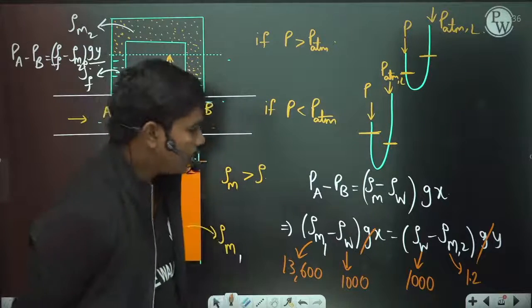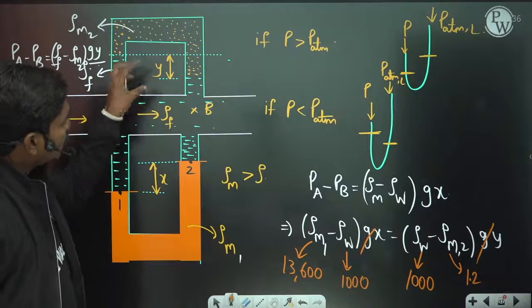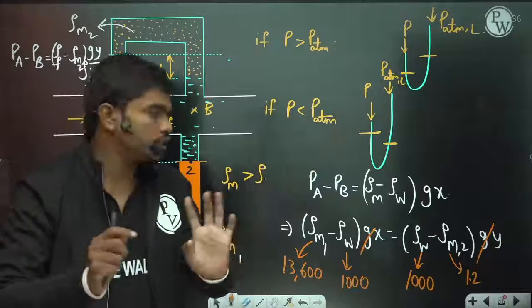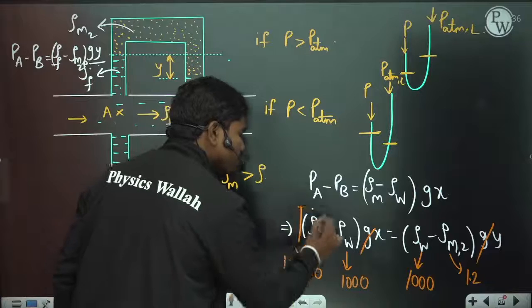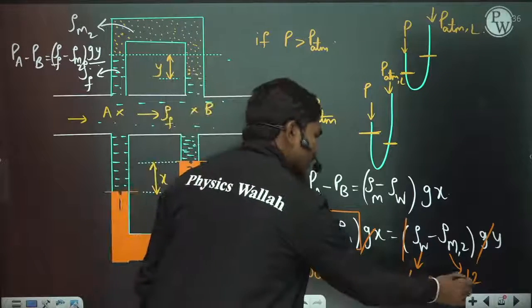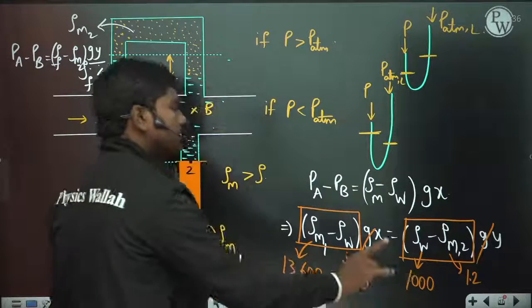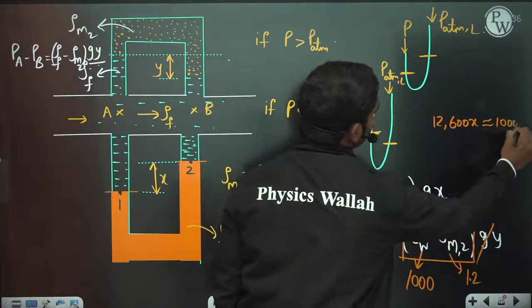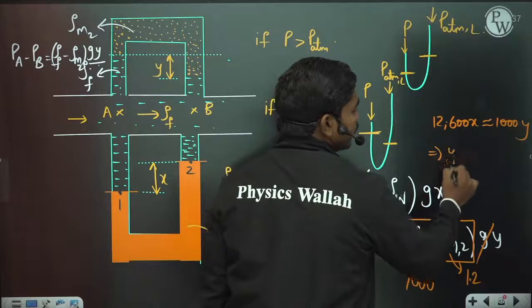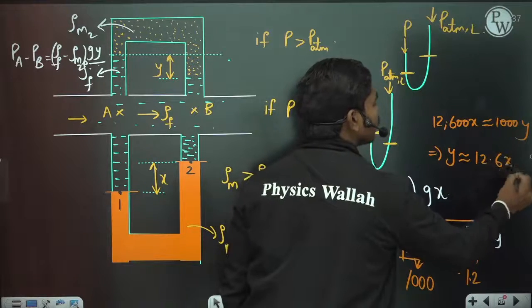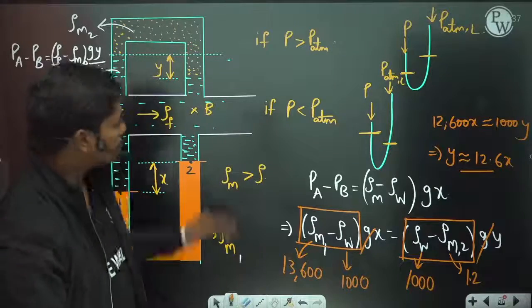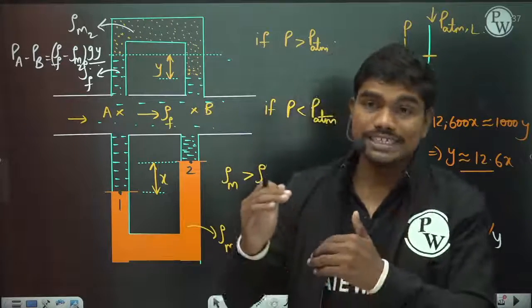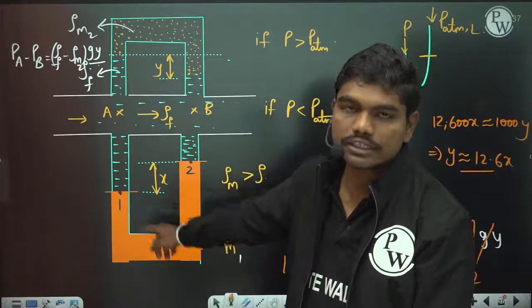Now look, try to understand one thing. The accuracy of the pressure measurement depends upon the measuring. You have seen that measuring larger lengths will give you higher accuracy. Now this difference is almost 12,600. If you neglect this 1.2, this difference is 1000, which means 12,600 times X is almost equal to 1000 times Y, which means Y deflection will be 12.6 times the deflection of X. Yes or no? So for the same pressure difference, the deflection in the inverted tube manometer is almost 12.6 times what you get in the differential tube manometer.